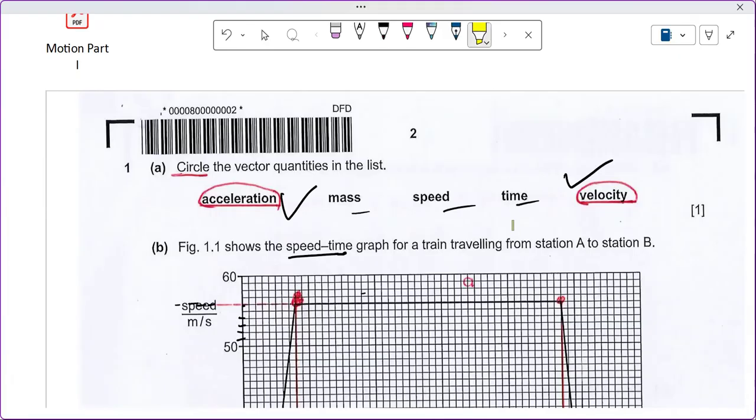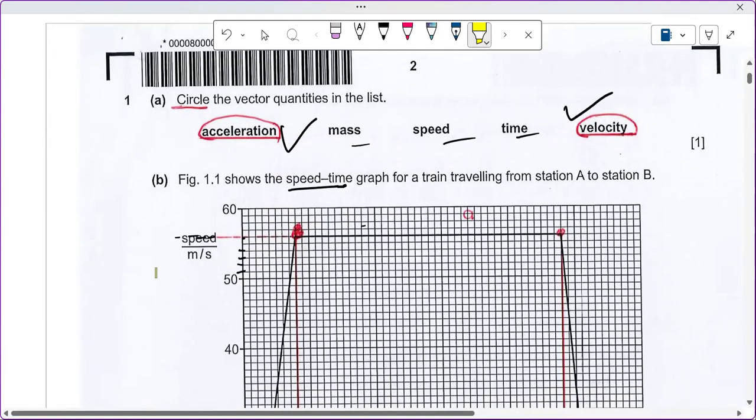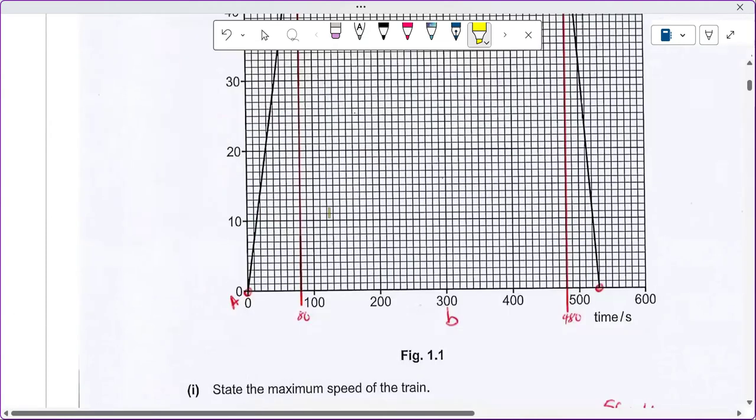Then when you come over to your speed time graph, this is where I want you to pay attention if you do come across one. The first thing you always want to take a look at is the heading, in terms of what they tell you. Here you are told figure 1.1 shows the speed time graph for a train traveling from station A to station B. And what you're provided with is a speed time graph.